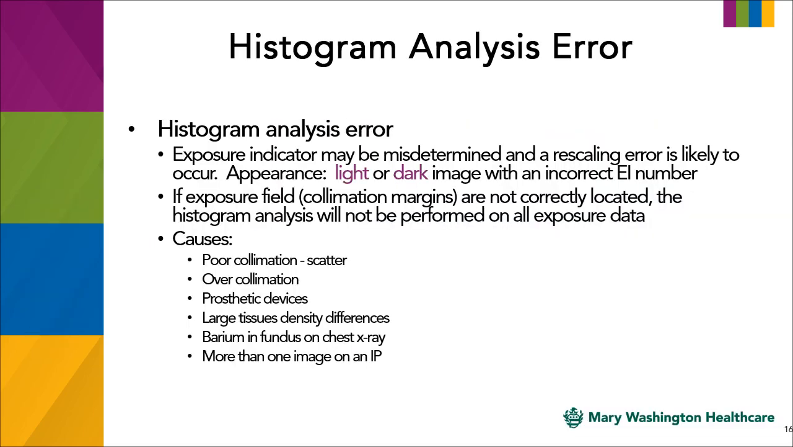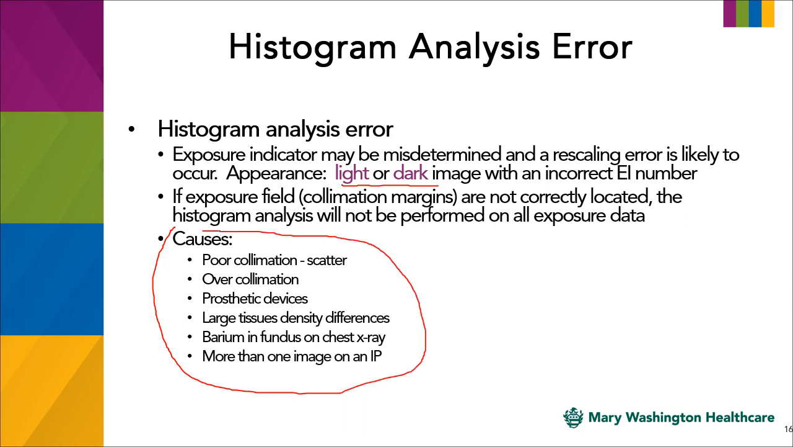Histogram analysis error. This is where the exposure indicator might be misdetermined and a rescaling error is likely to occur. The appearance is a light or dark image with an incorrect EI number. If the exposure field or collimated margins are not correctly located, the histogram analysis will not be performed on all exposure data. There are many causes for histogram analysis errors.